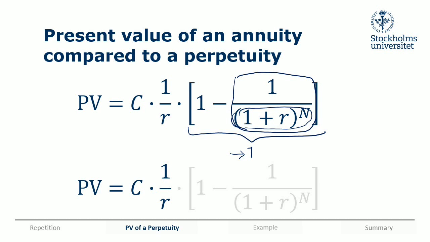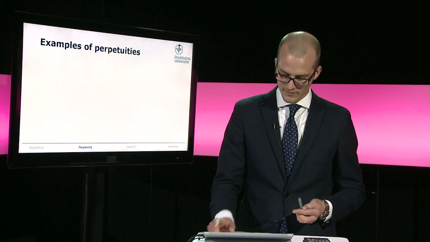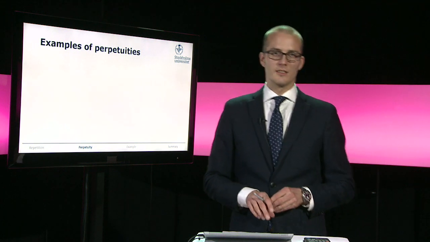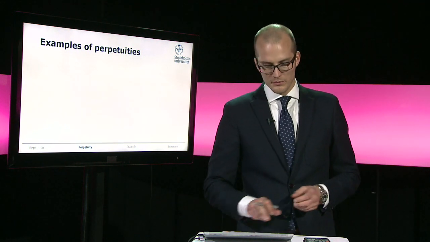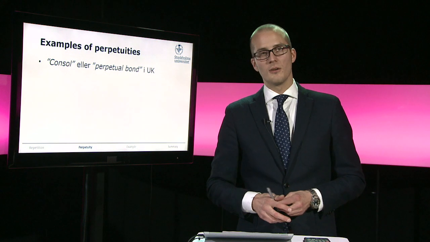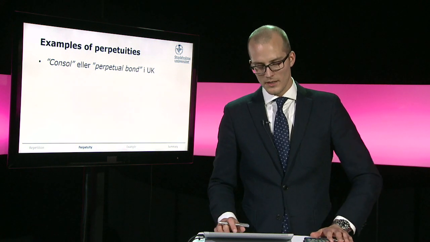And we only have this part left. So it's perhaps the simplest formula, even though it's perhaps the most abstract part of the present value lectures. So if we take an example, it could be like, examples of perpetuities.